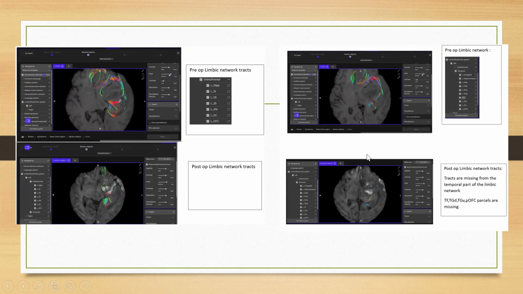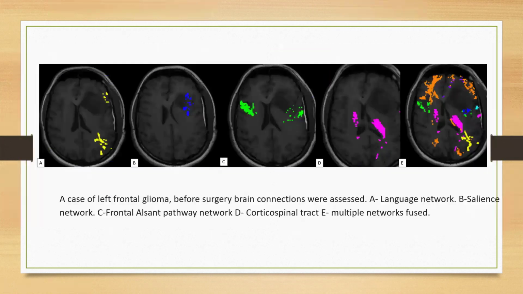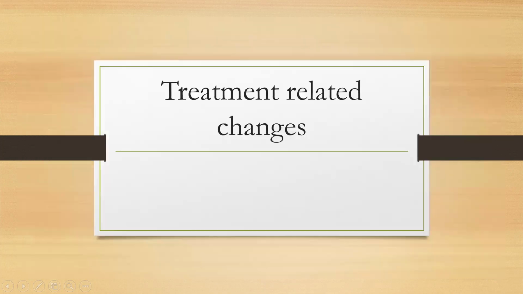So we can explain to the patient how the symptoms will be and what the prognosis is, everything we can explain. This is another case with a left insular grade 3 astrocytoma. Here also we can see each of the networks, how close the networks are to the lesion, and how the pre-surgical workup and everything will be useful.